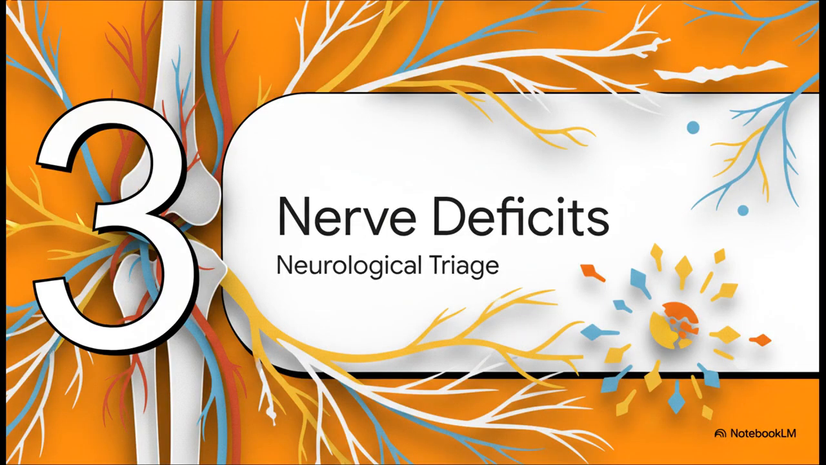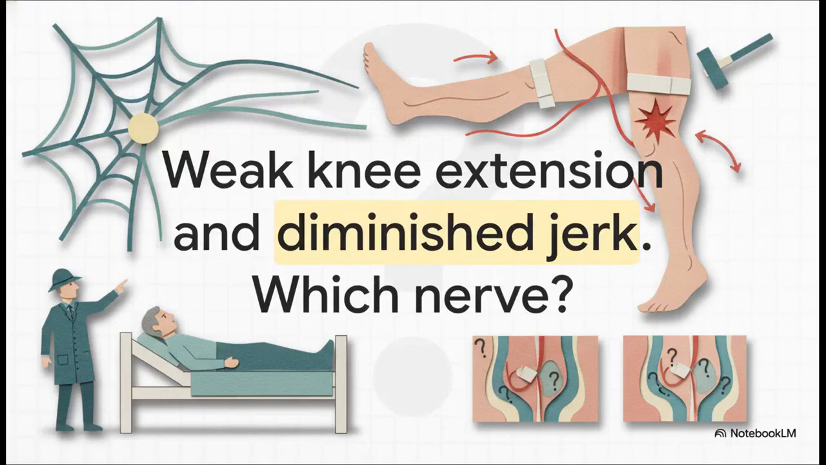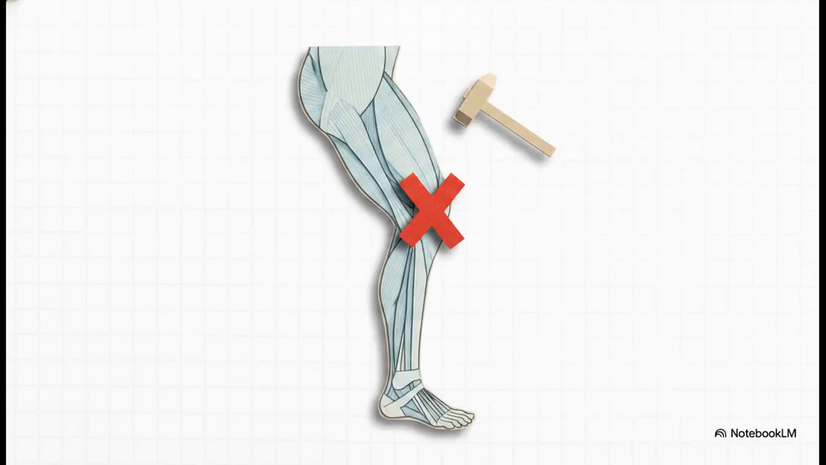Okay, let's hit Section 3, mapping femoral nerve deficits and neurological triage. Let's look at another gunshot patient, this time to the right thigh. They're showing weakness when trying to extend the knee, they've got a diminished knee-jerk reflex, and there's sensory loss on the anterior and medial thigh. Based on that presentation, which nerve is damaged? If you said the femoral nerve, specifically L2 through L4, you hit the nail on the head.